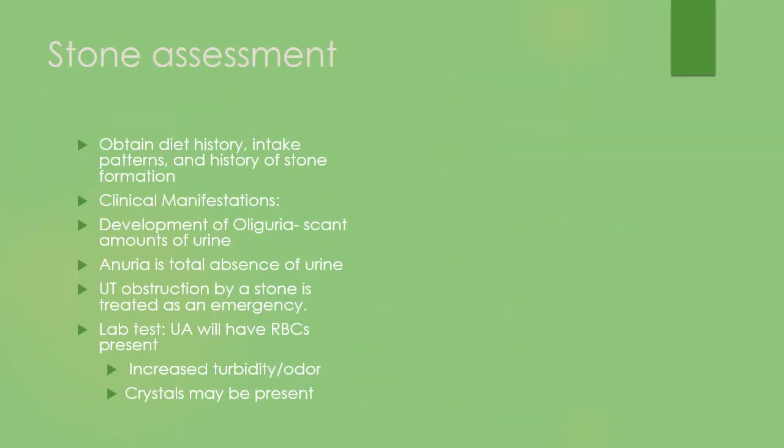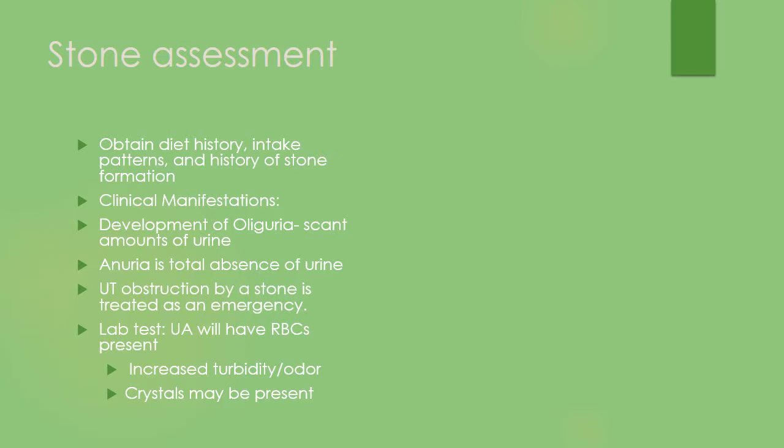So while assessing for a stone, you want to obtain the diet, the history, the intake patterns, and the history of stone formation. You want to check on clinical manifestations. They may develop oliguria or anuria, which is total absence of urine. Urinary tract obstruction by stone is treated as an emergency.